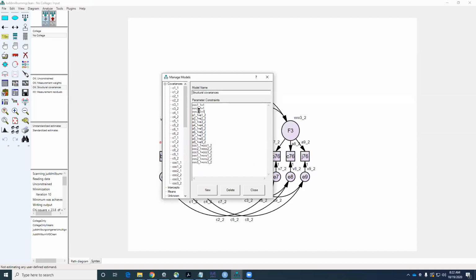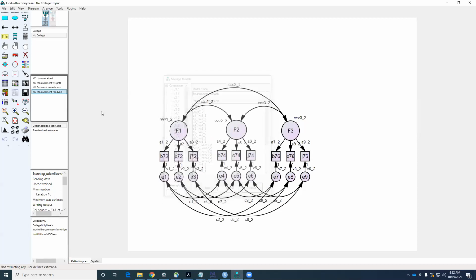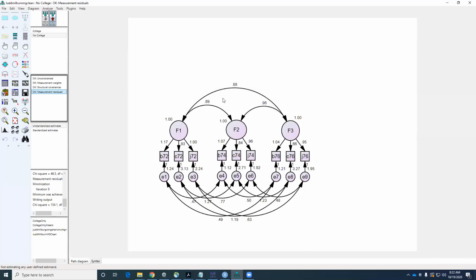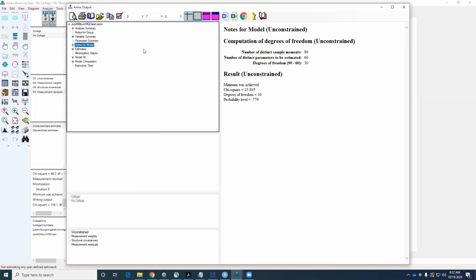And copying and pasting again down to the measurement residuals. Here's that requirement, and I can hit the run button again, and that will all run. But wait, there's more. Now we can come into the spreadsheet, and it will show us all of the models.